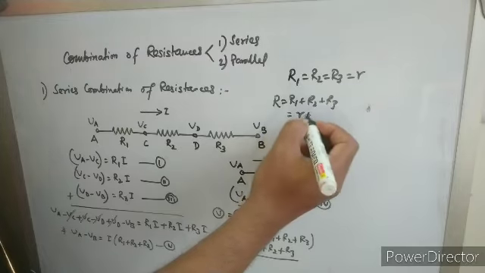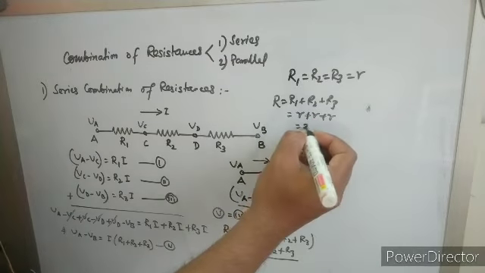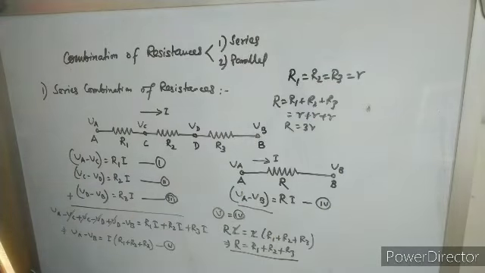So we can write R plus R plus R, that is 3R. Simply, in series combination, when we are using equal resistances in series, the equivalent resistance will be 3 times any one resistance. Therefore we can write that this R equals 3r.